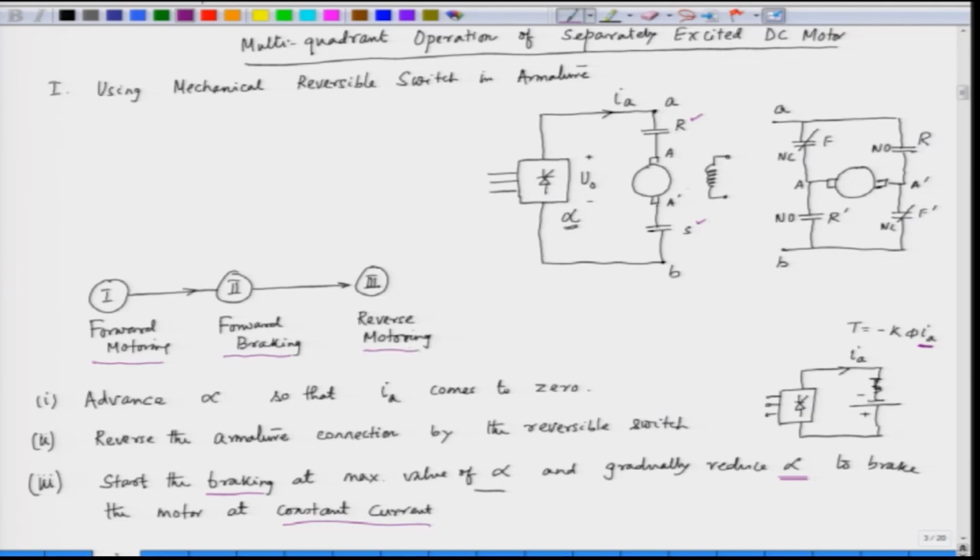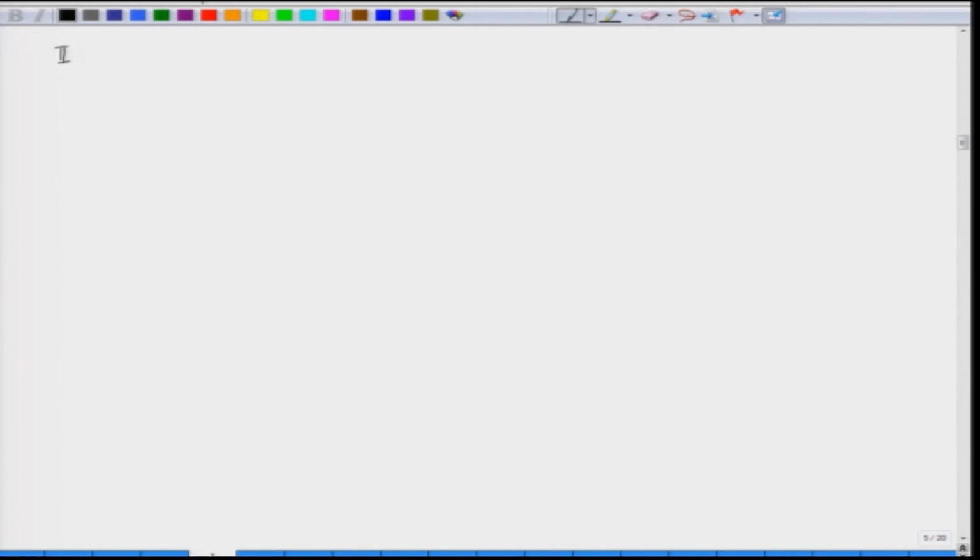Now, using these mechanical contactors is sometimes very cumbersome. This requires frequent maintenance, and also it is not a very smooth way of moving from one quadrant to the other. The other option is to have a dual converter. So, we will be discussing the concept of dual converter in today's lecture. This is the second method, the dual converter fed DC drive.